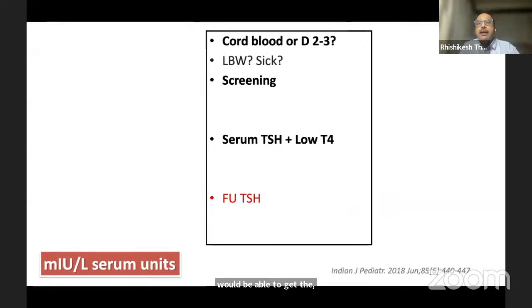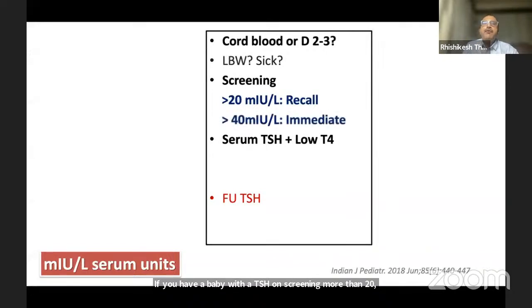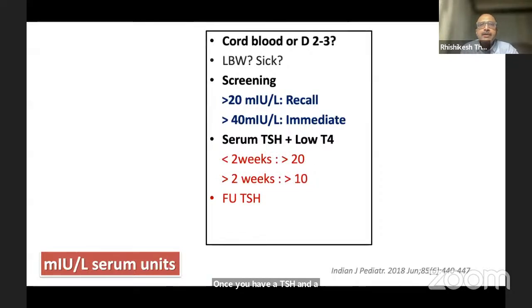Mind you, as per the recommendations, the unit for reporting for thyroid profile preferably should be checked, simply because the values would change. If you have a baby with a TSH on screening more than 20, you would recall this baby and do a repeat TSH. But if you have a baby with a TSH which is high, you would immediately perform serum TSH and free T4. Once you have a TSH and a low T4, the values to be interpreted are based on the age.